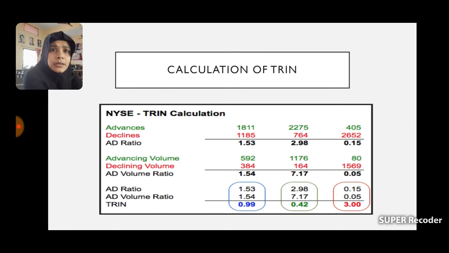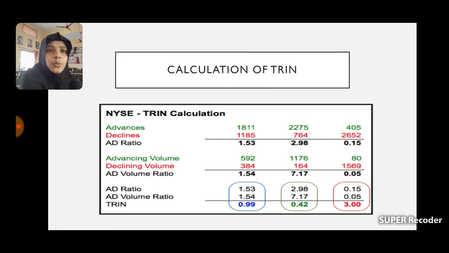And in the third case, advancing issues are 405 and declining issues are 2652. Then advancing volume is 80 and declining volume is 1569. Then we can calculate TRIN by using the equation advancing issues divided by declining issues, whole divided by advancing volume divided by declining volume. Then 405 divided by 2652 whole divided by 80 divided by 1569, that's equal to 3. 3 is the TRIN in the case of the third situation.